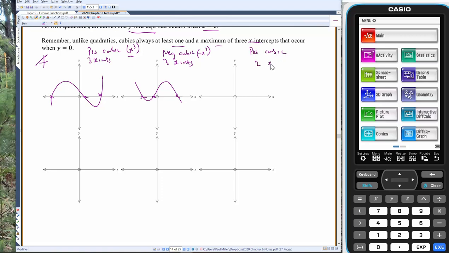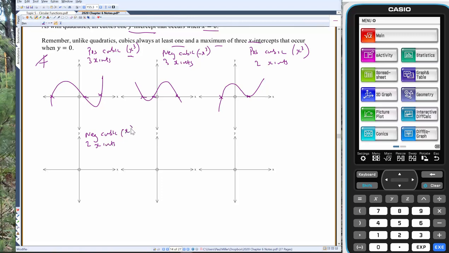All right, so here's another positive cubic. And what I'm going to do is 2 x-ints. Right, so it might look like this. Okay, where we've got x-intercept and x-intercept. So again, positive cubic means we've got power 3. We can have negative cubic and 2 x-ints as well.